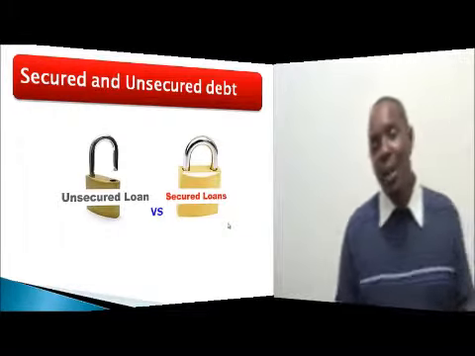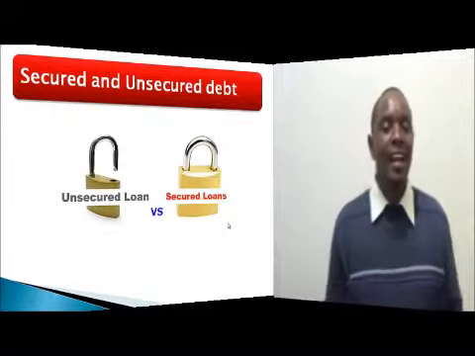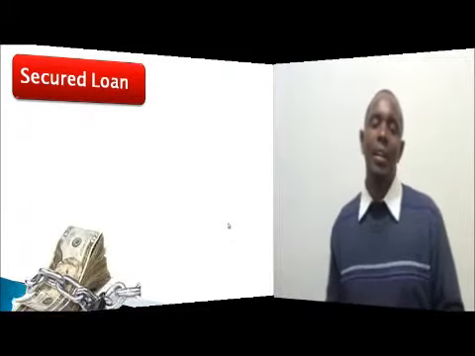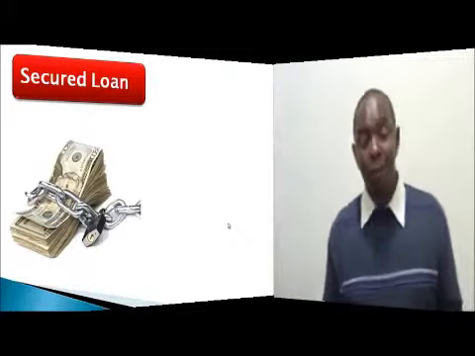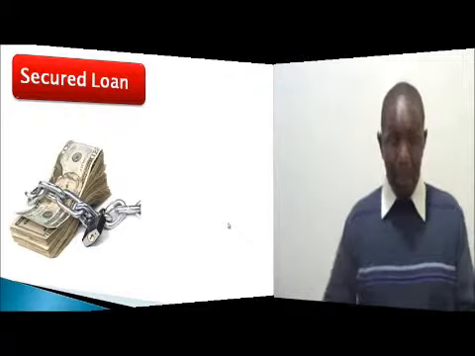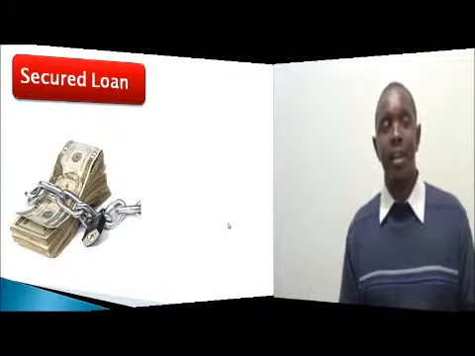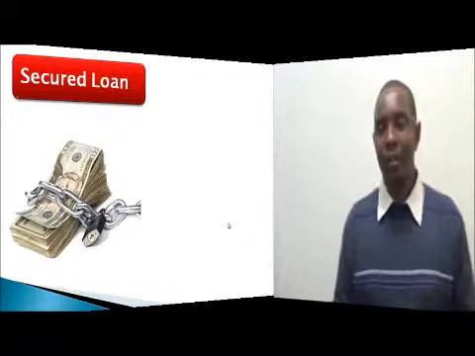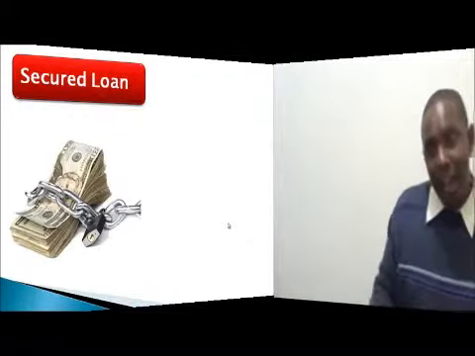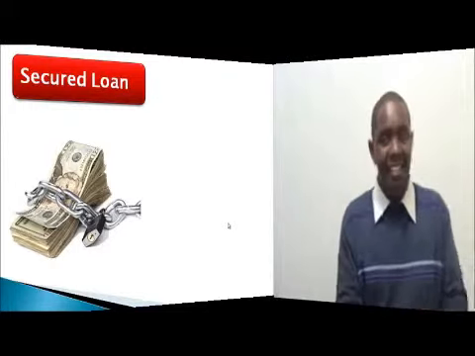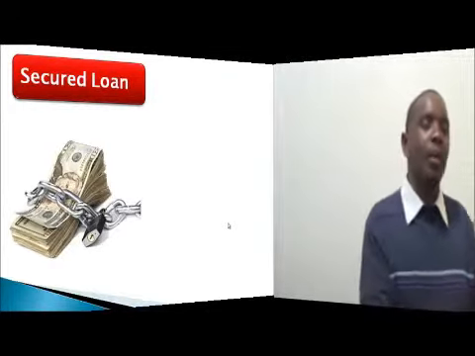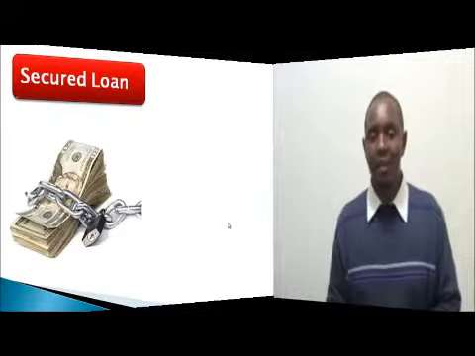Okay, so we have the unsecured debts and the secured debts. So let us look at secured debts. These are loans such as, for example, a mortgage. The house is there, which acts as security for that loan. If it's a vehicle and asset financing, the asset itself is held as the collateral for that loan.